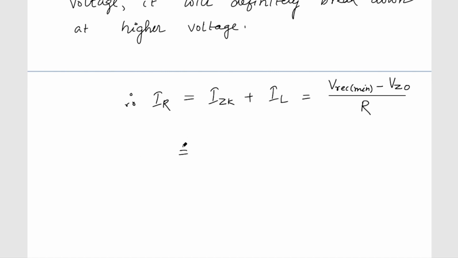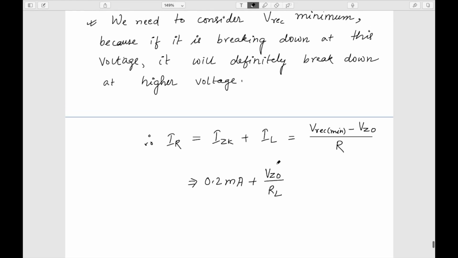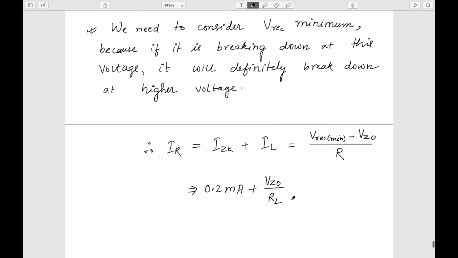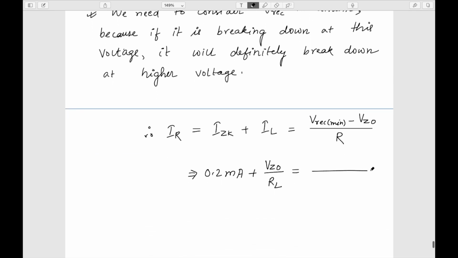So IZK we know is 0.2 milliampere, plus this IL, which is VZ0 divided by RL, because the output is VZ0, is equal to Vreg minimum minus VZ0 over R. In this case Vreg minimum is 8 volt, VZ0 we know is 6.2, and this R we have considered as 80 ohms.